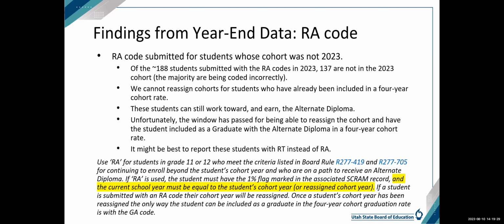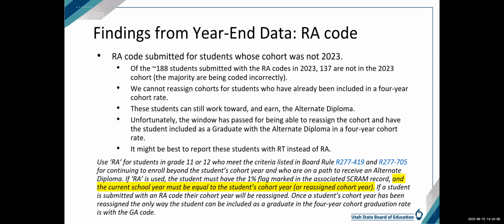So it might be best to report these students with RT instead of RA. And just a note here, please use RA for students in grade 11 or 12 who meet the criteria listed in Board Rule R277-419 and R277-705 for continuing to enroll beyond the student's cohort year and who are on a path to receive an alternate diploma. So if RA is used, the student must have the 1% flag marked in the associated SCRAM record, and the current school year must be equal to the student's cohort year or reassigned cohort year.